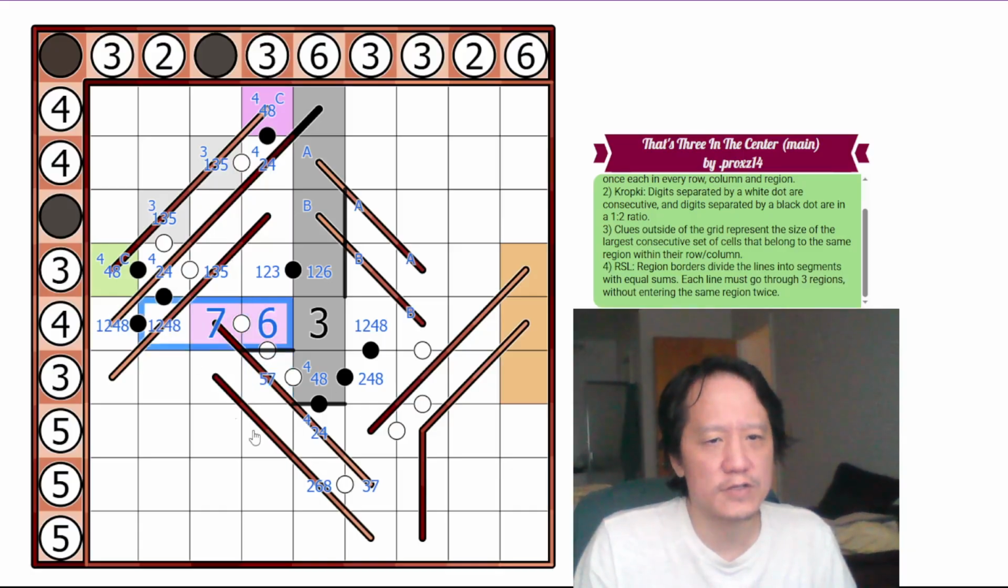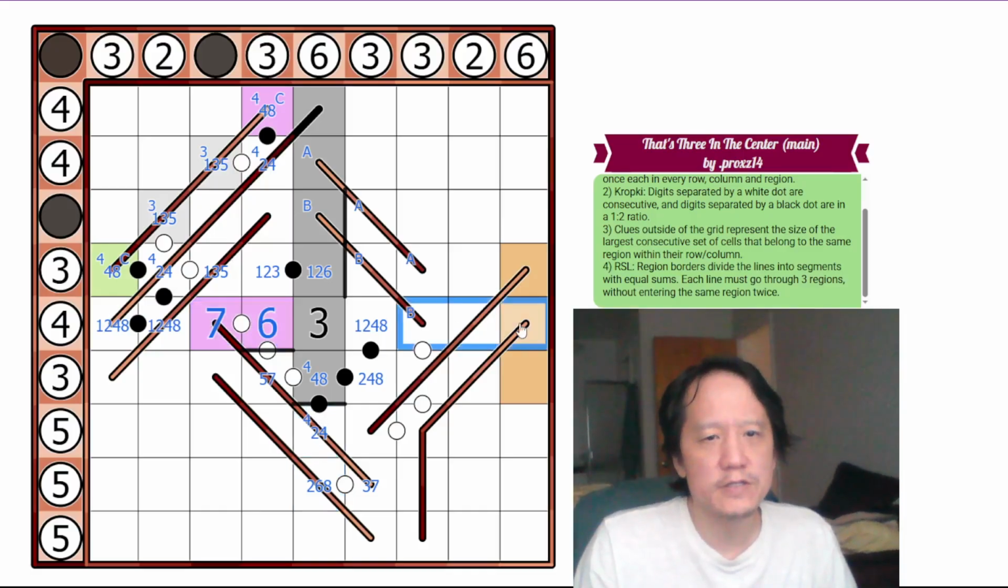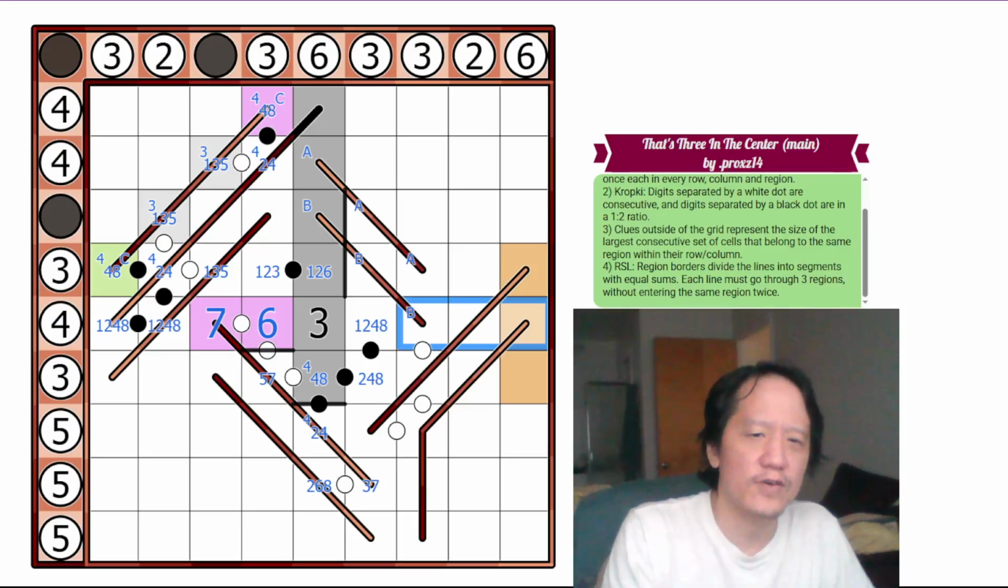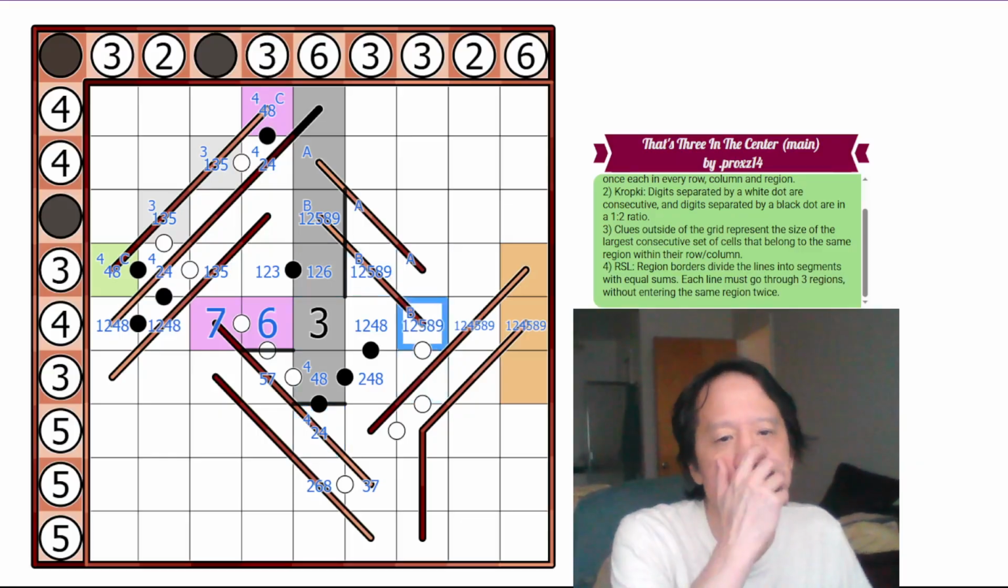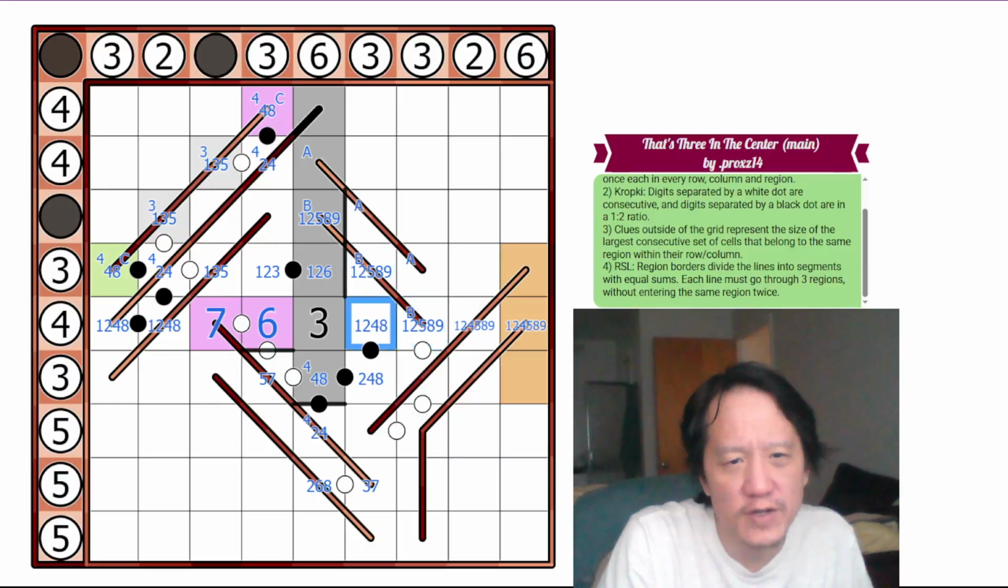So this is 7 and 6 guaranteed here. The remaining digits in row 5 have to be 1, 2, 4, 5, 8, and 9. So B is 1, 2, 4, 5, 8, and 9, but it cannot be 4 because one of these two is a 4. So that's 1, 2, 5, 8, 9 here.